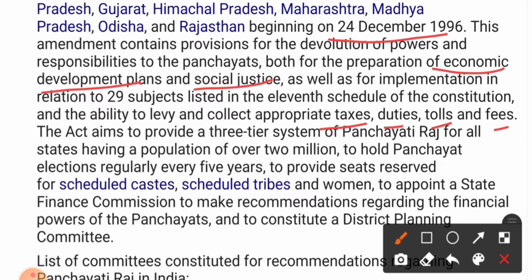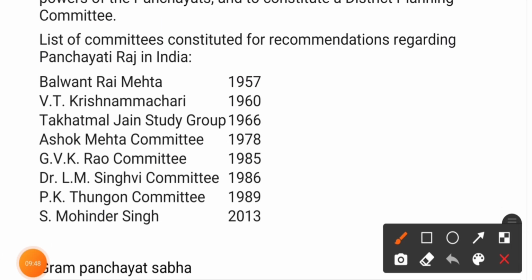The act aims to provide a three-tier system of Panchayati Raj for all states having a population of over 2 million, to hold panchayat elections regularly every 5 years, to provide seats reserved for scheduled caste, scheduled tribe, and women, to appoint a state finance commission to make recommendations regarding the financial powers of the panchayats, and to constitute a district planning committee.